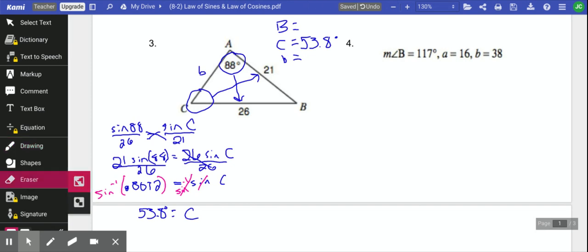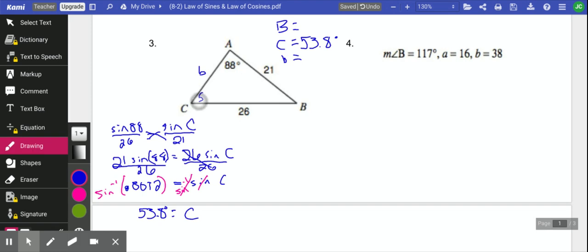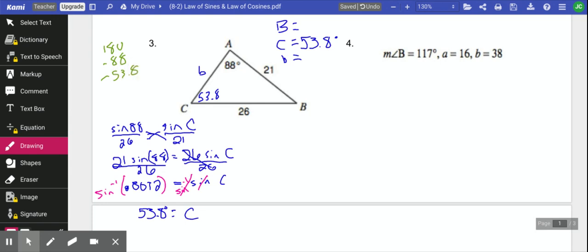Okay, so now that we've done that, let me go ahead and jot that in there. Now that we know this is 53.8 degrees, now we can subtract from 180 and find angle B. So we can take 180 minus 88 minus 53.8, and that's going to give us that third angle, which is 38.2. So angle B is 38.2 degrees.